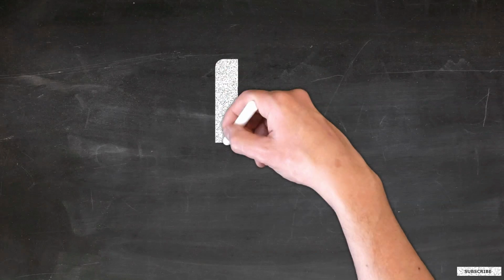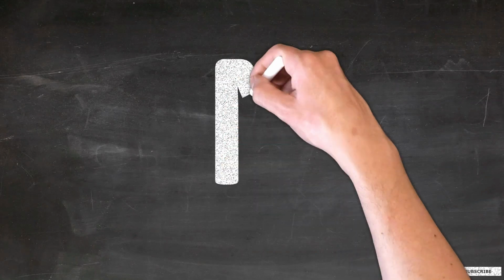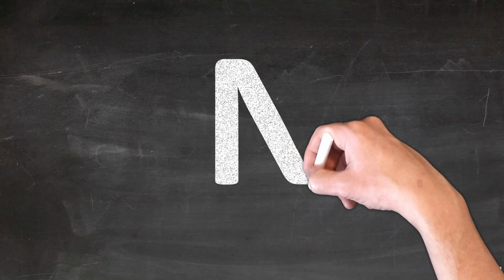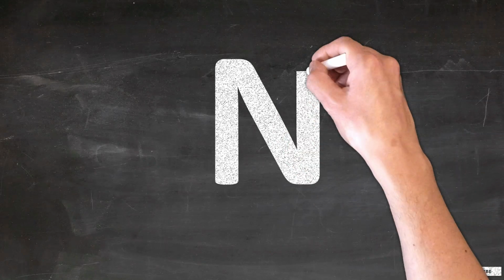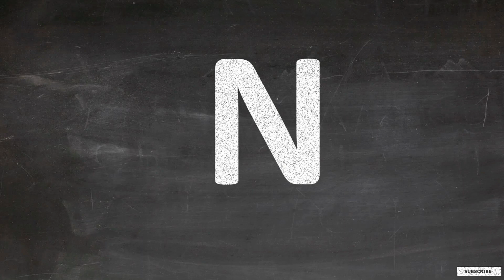Start from the top, draw a standing line down, go to the top again, draw a slanting line to the right, draw one more line up to the top. This is capital N.